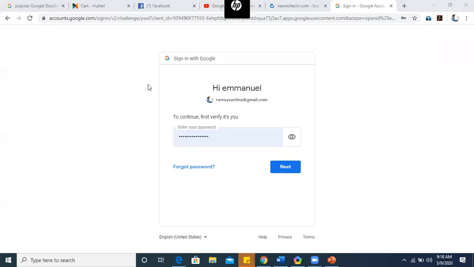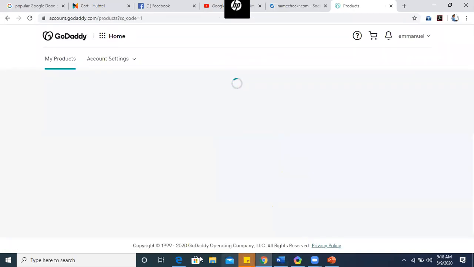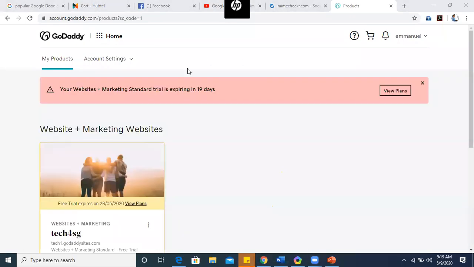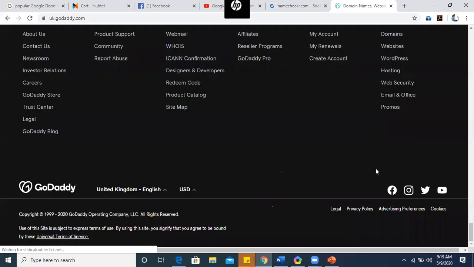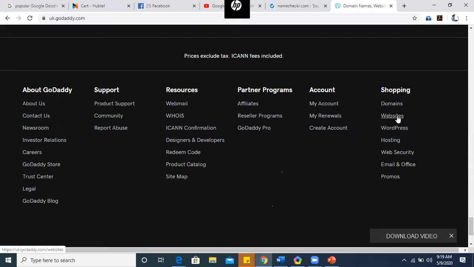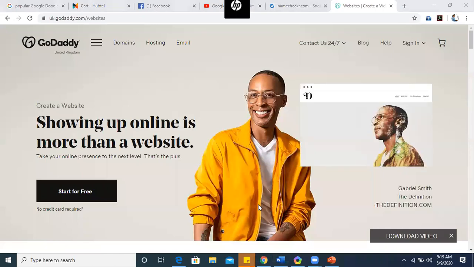Sorry, GoDaddy. So GoDaddy, I sign in, and then I'm there. When I go to GoDaddy, the platform comes like this. Now, if you look at this website, I can just come down here. Then I will see under shopping, there's a website. So I click on it. When I click on the website, they brought me here. They said that I can create a free website.